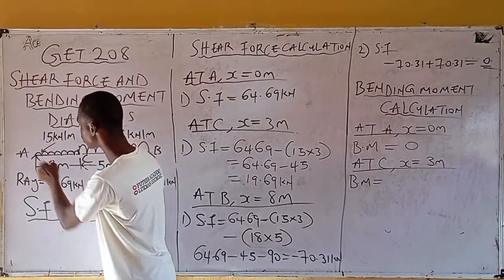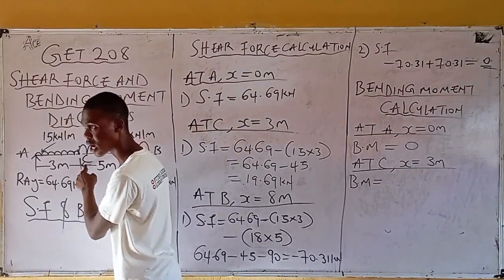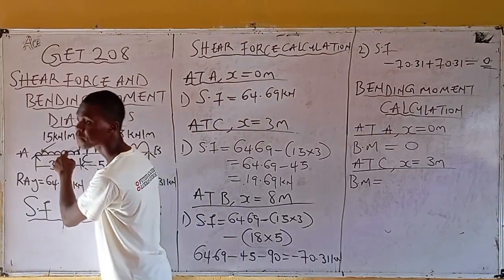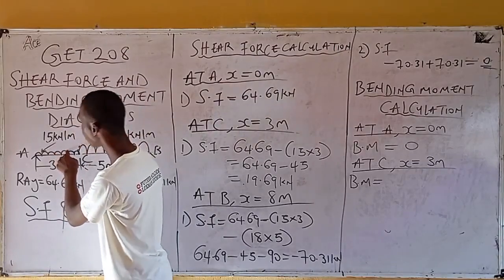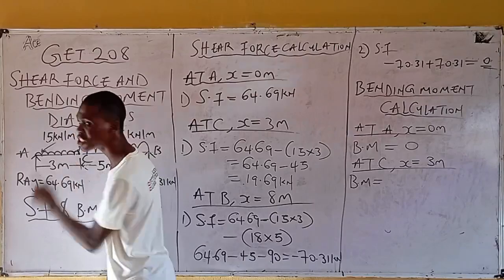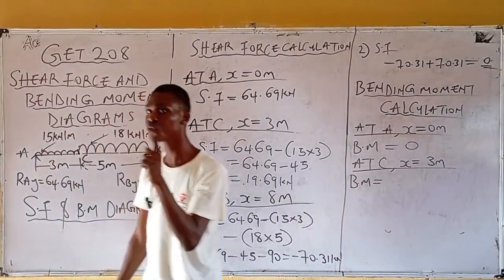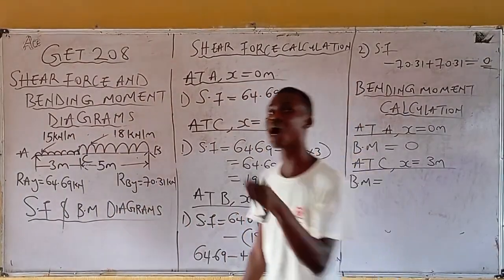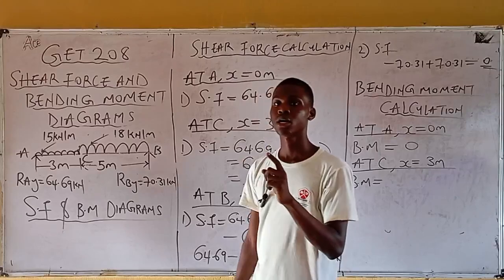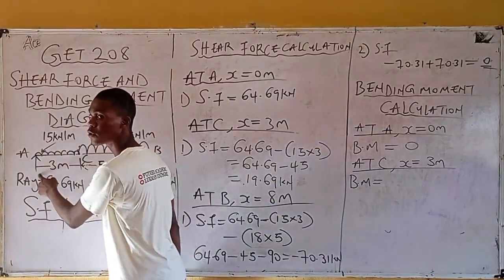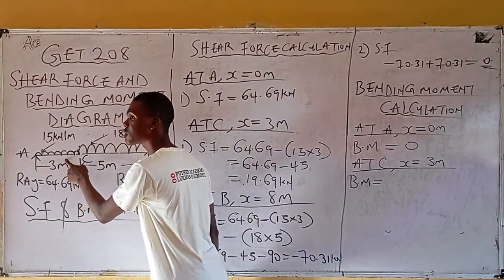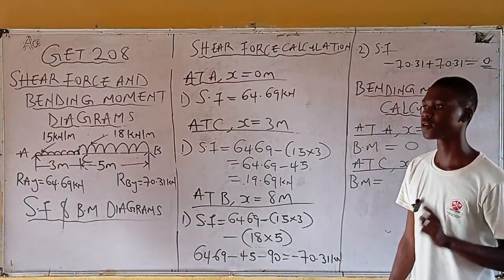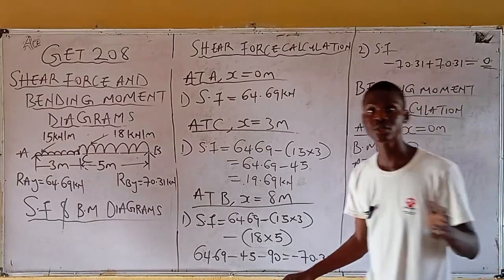For this UDL, you need the force of the UDL and the distance of the UDL. What is the force of this UDL? 45. What is the distance? 1.5. Now the question you need to ask yourself is, for these two forces, what are their directions? Is it going in a clockwise or an anti-clockwise direction? Anti-clockwise, anti-clockwise. Any question?